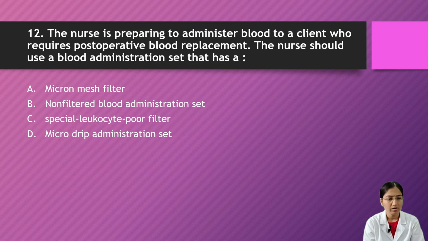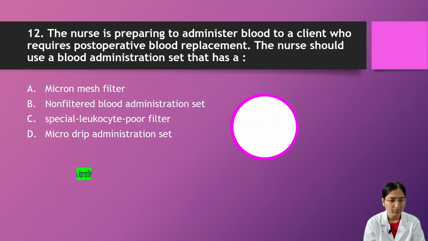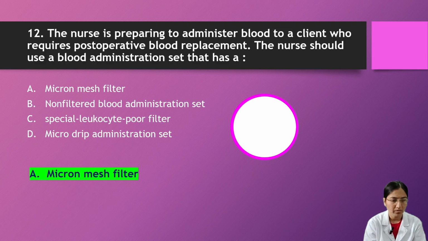Next question. The nurse is preparing to administer blood to a client who requires post-operative blood replacement. The nurse should use a blood administration set that has a. Options are here. Right option is A. That is micron mesh filter.